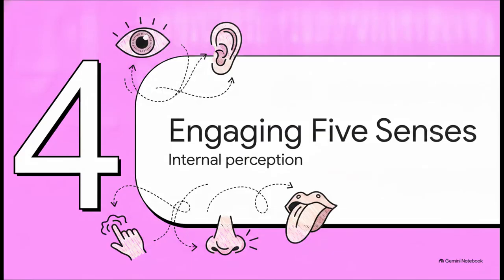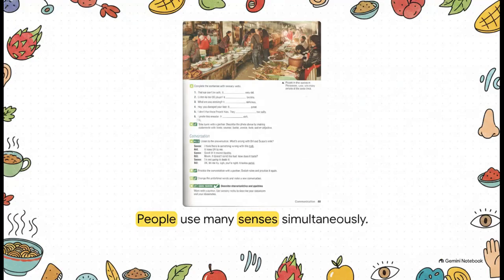Section 4. Engaging the five senses. Okay, so we've totally mastered outbound communication. Now let's pivot internally to how we experience the world around us. And this brilliantly illustrates exactly what I mean.